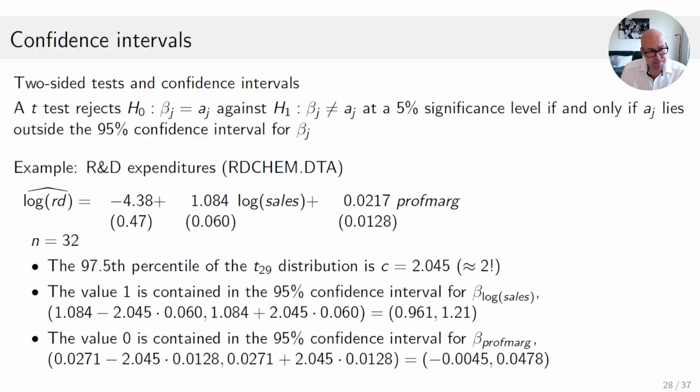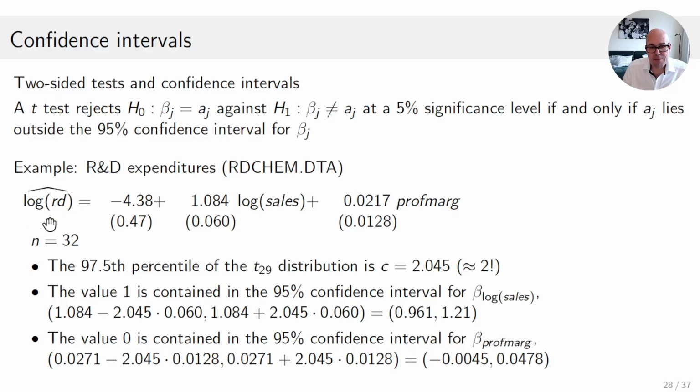So there we would test against the alternative that beta j is not equal to 1, so we have to check whether 1 lies inside the 95% confidence interval for beta j. Another example is, again from the book, R&D expenditures.